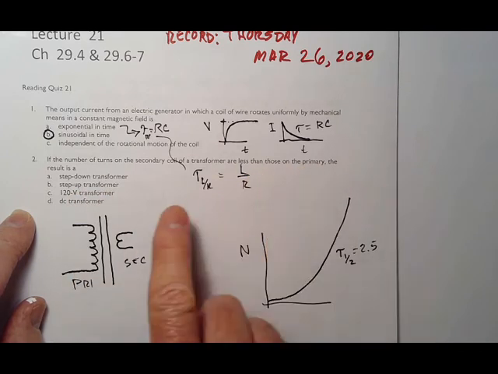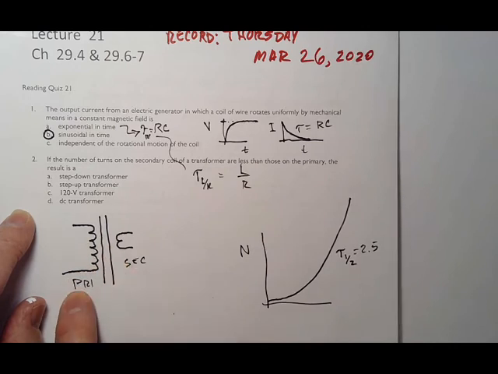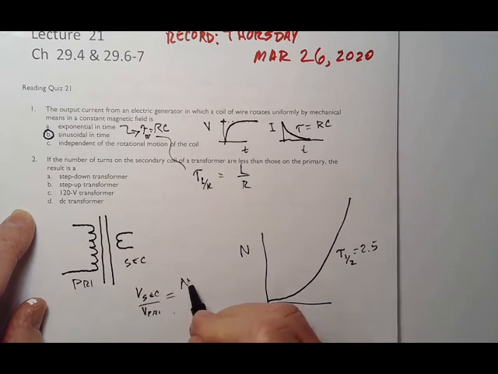So if we get a primary that has more turns over here than here, the voltage that we get in the secondary divided by the voltage that goes into the primary is the number of turns in the secondary divided by the number of turns in the primary.